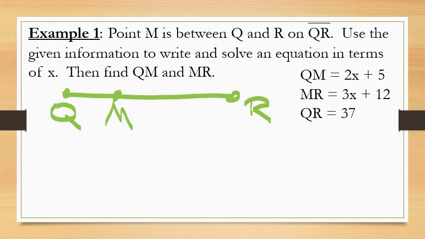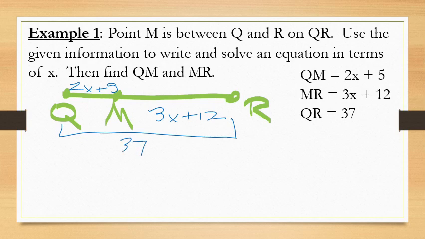So QM is 2x plus 5, so this segment here is 2x plus 5, and MR is going to be 3x plus 12. And I know that the length of this whole entire thing is 37 units long. So the segment addition postulate says, hey, if I take 2x plus 5, that first piece, QM, and I add it to 3x plus 12, sometimes I like to go crazy and stack these. I think it's easier. If I add that, I get 5x plus 17, and I know that that equals 37.